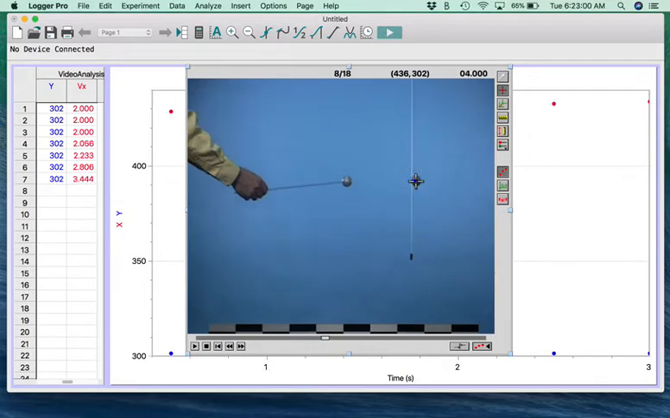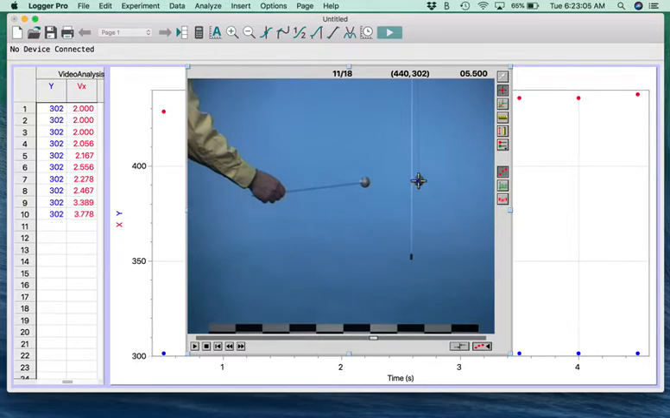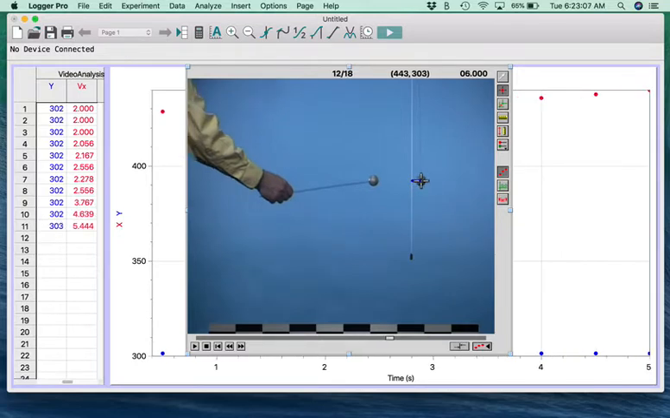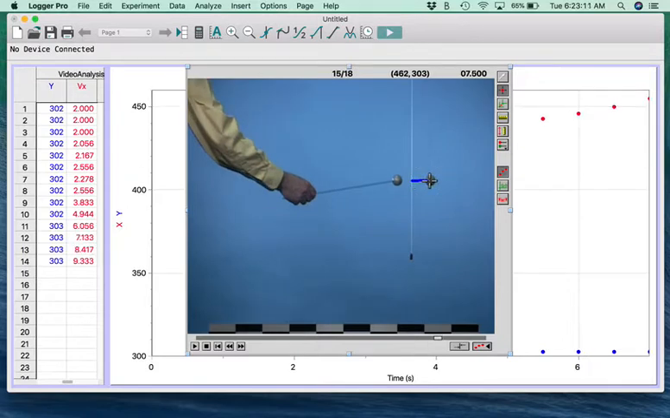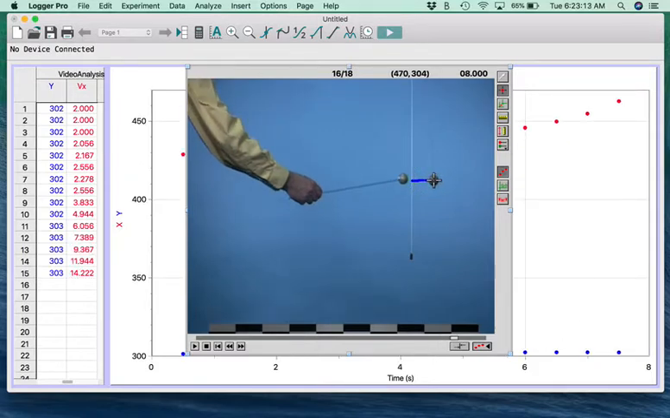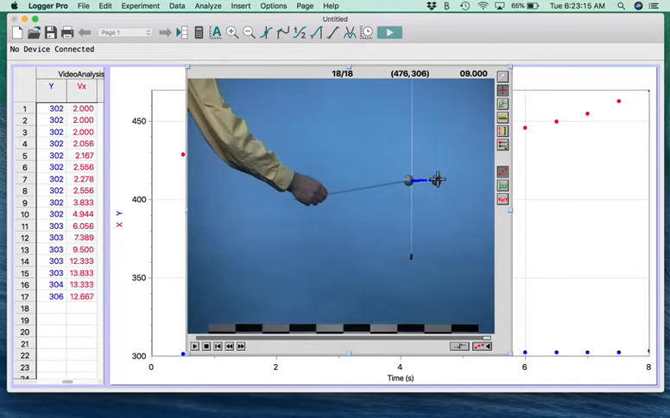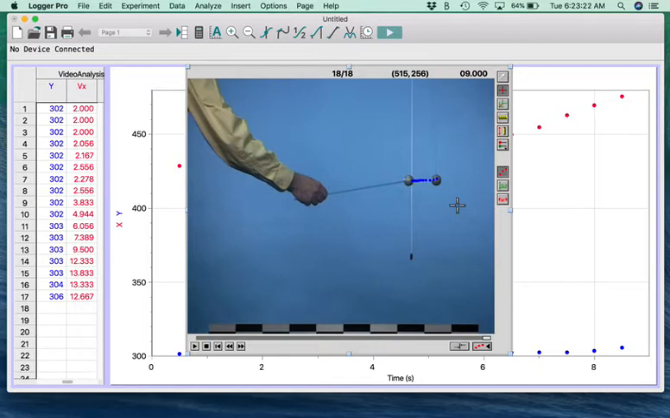You'll notice that while you're doing this, it's generating some data in the window behind me. It's making a graph. We'll talk about those momentarily. All right. Probably not the best job in the world, but I got pretty close in most of those.